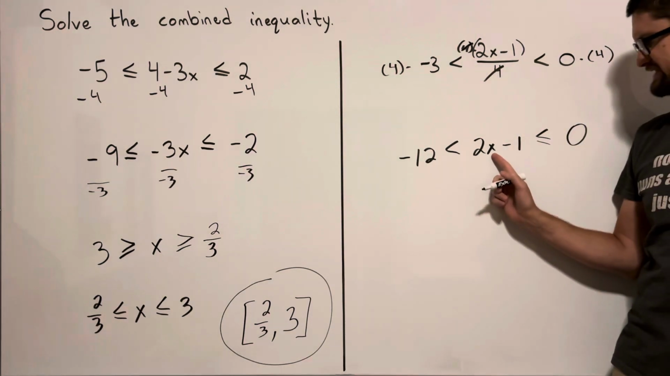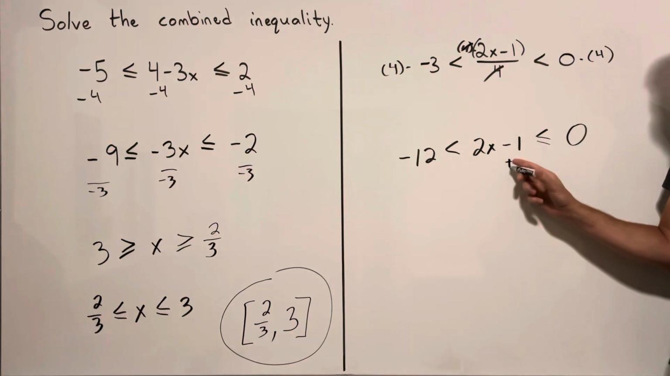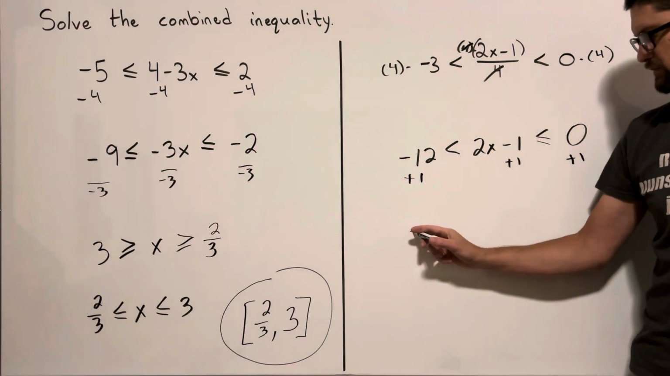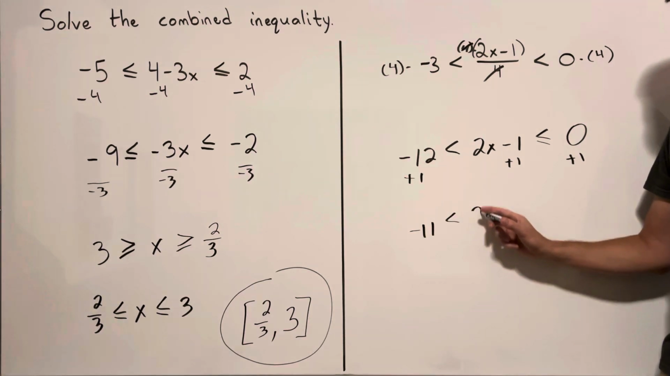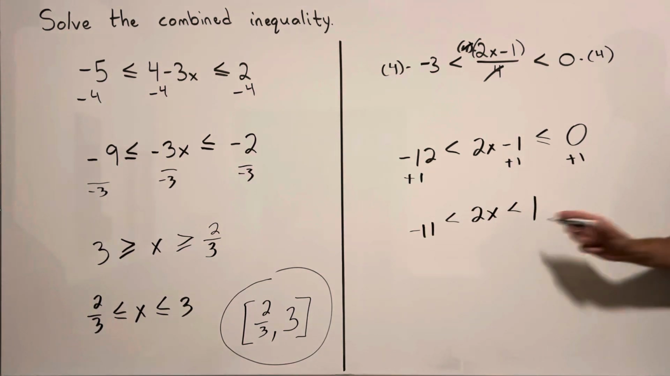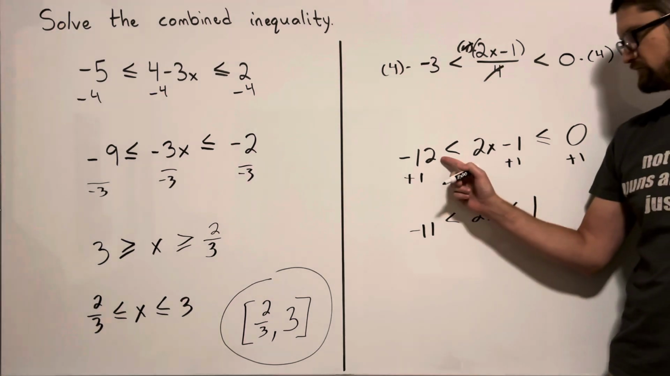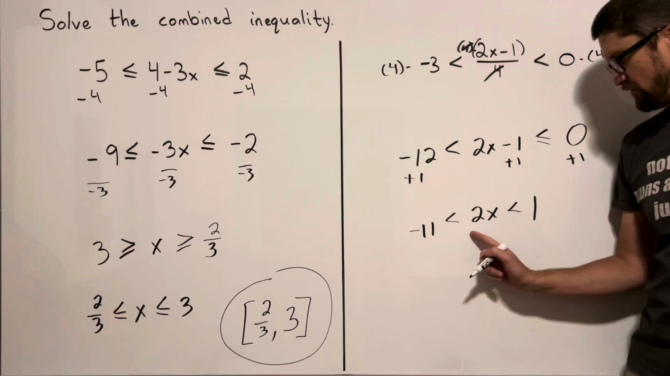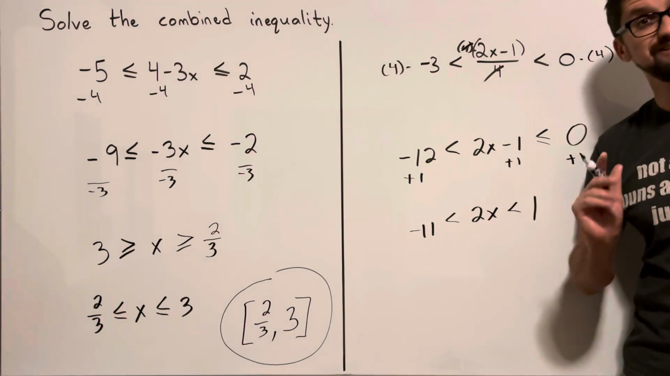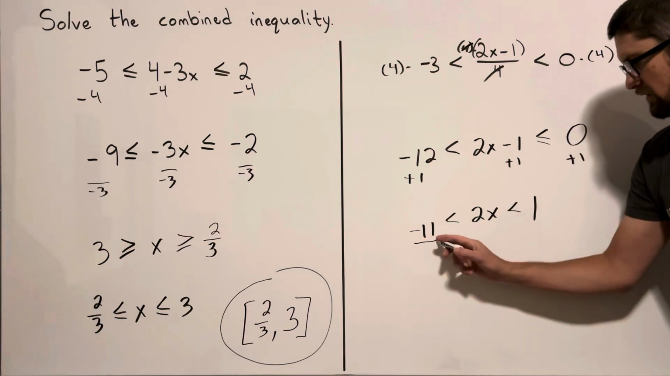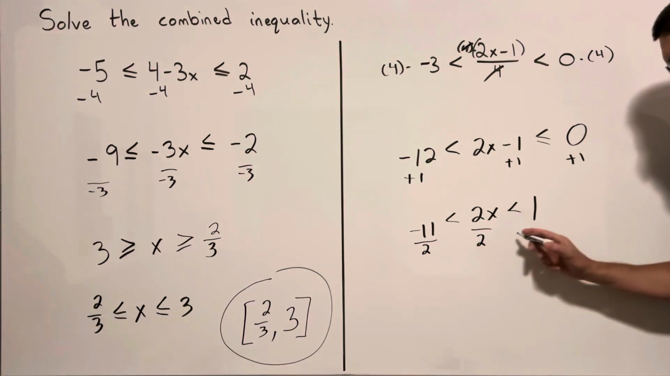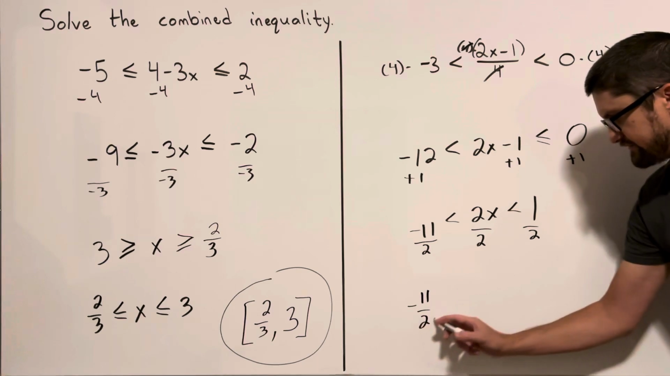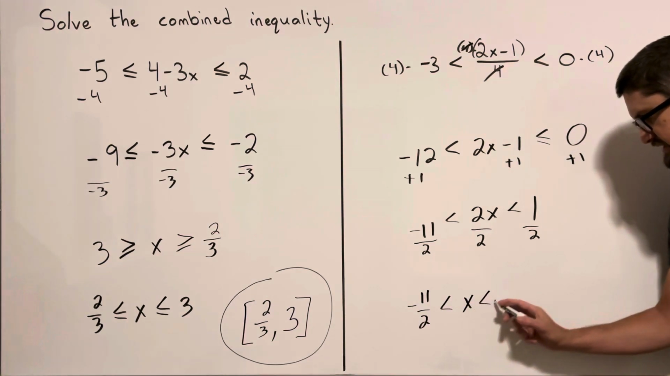All right, now I want to isolate this x. I'm going to add this 1 on all three parts. This is going to give me a -11 less than 2x less than 1. -12 plus 1 is -11, 0 plus 1 is 1. All right, now I want to get rid of this 2. I'm going to divide all three parts by 2. So I got -11/2 less than x less than 1/2.